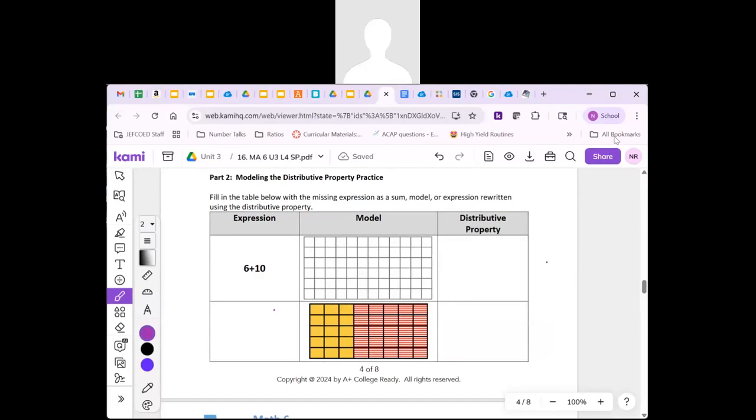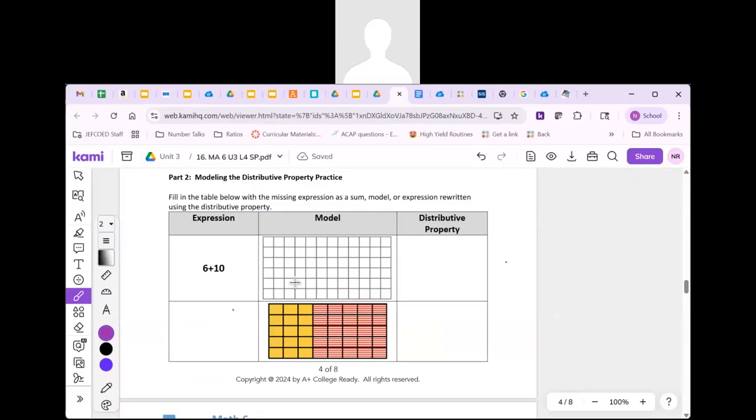Hi, sixth graders. It's Miss Reynolds, and I am trying to help you with your homework because we didn't have a lot of time to look at it. So let's take a look at what we got here. This is on the back of the page that we did today. I did not mean that you had to do this, so this is a good place for me to start as an example.